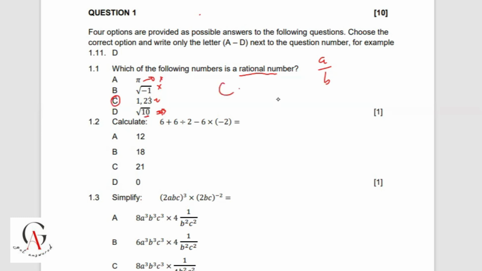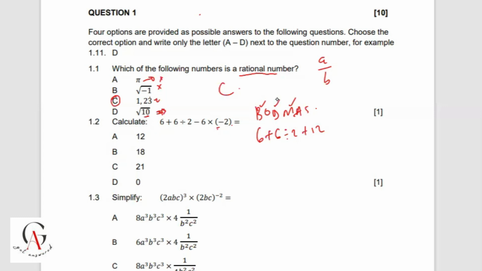Then 1.2, they want us to calculate 6 plus 6 divided by 2 minus 6 times that and that. Since we have more than one operation, we need to apply our BODMAS, whereby we take the priorities of each sign. From the BODMAS, we know that brackets take first priority. Since we don't have any brackets, this is just a negative bracket. Yes, we can simplify this first. So this is going to be 6 plus 6 divided by 2, negative and negative will give us a positive 12 if we multiply that.